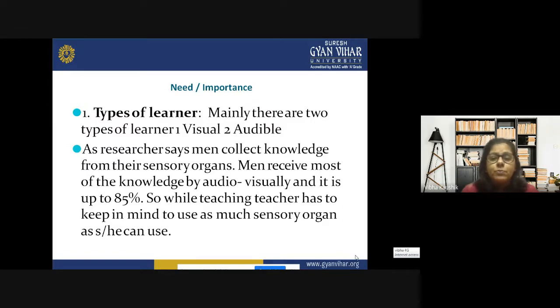So at the time of teaching, the teacher has to keep in mind and to use as many sensory organs as she can use. Means the teacher has to enhance the use of sensory organs while imparting or giving the information or knowledge to the students. As many sensory organs as will be involved in the teaching learning process of the learners, their learning will be better.